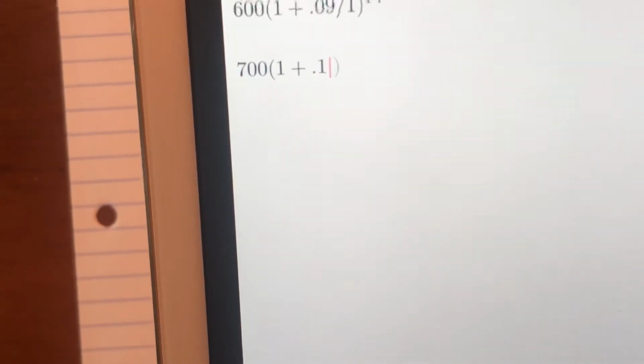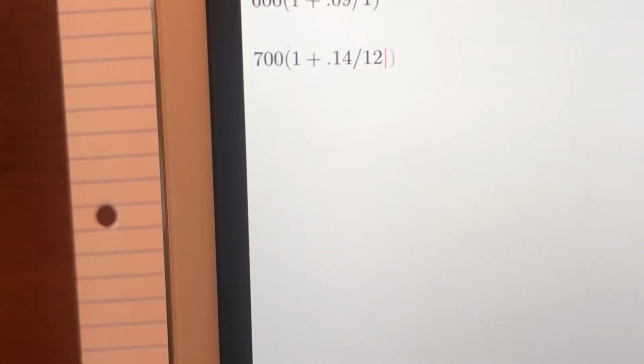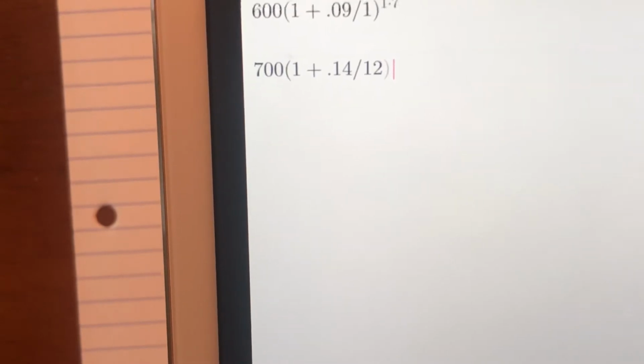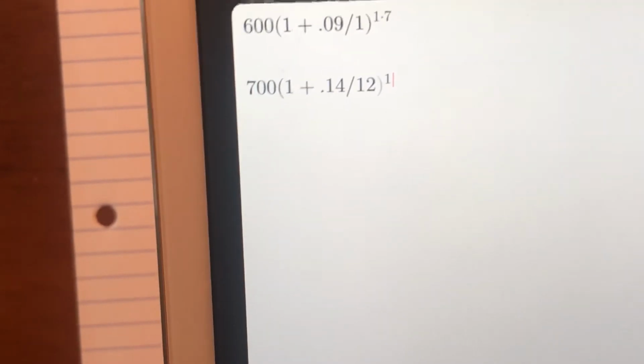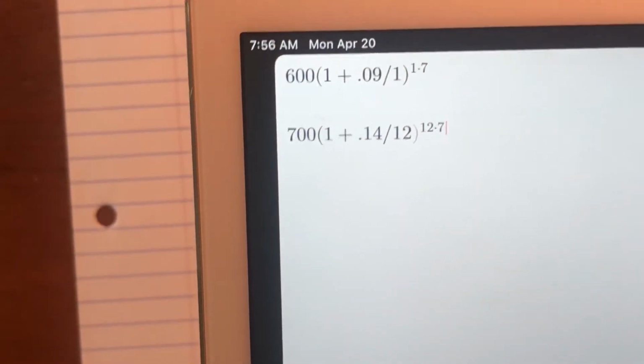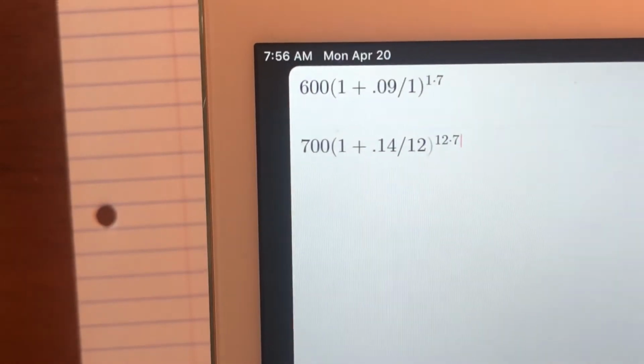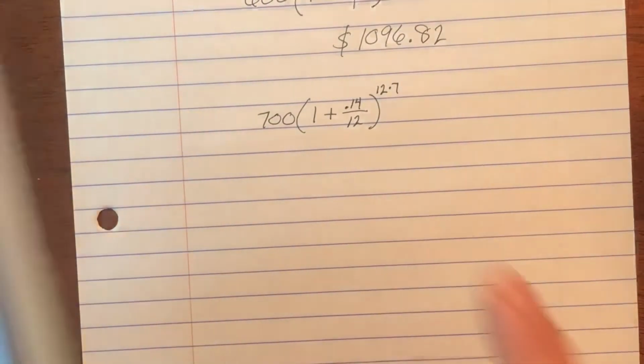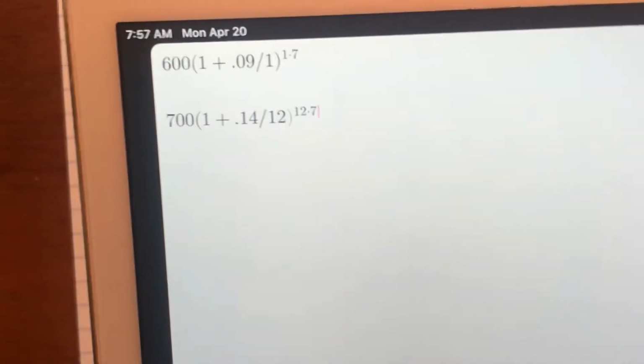700, parenthesis, 1 plus 0.14 divided by 12. Now get out of the parenthesis and raise that to the 12 times 7 power. So you make it look very similar, and that's why I like to write it down on paper first. But make sure it looks just like that before you hit enter.